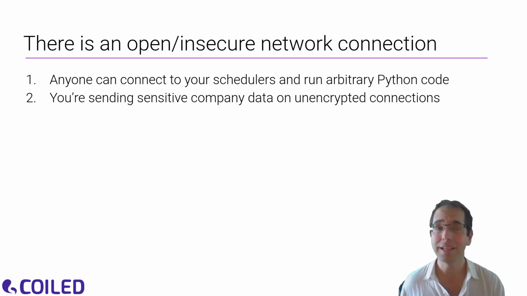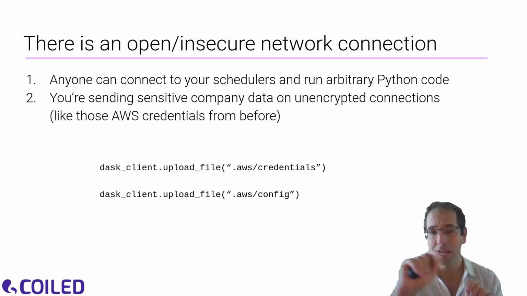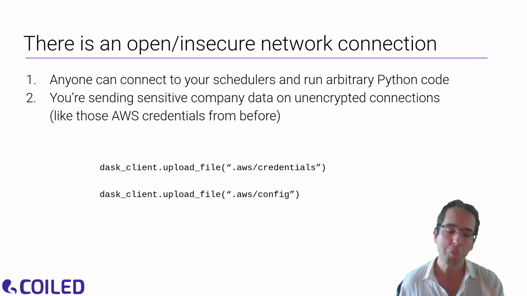You're also sending sensitive company data along unencrypted connections, to and from the Kubernetes cluster. For example, remember those AWS credentials? You might have sent those over the open internet, so anyone along the chain from your laptop to the cluster could have read them. Again, they probably didn't, but it's the kind of thing you probably don't want to do.